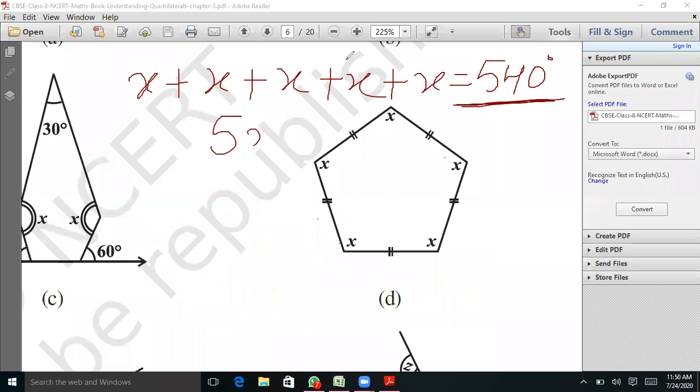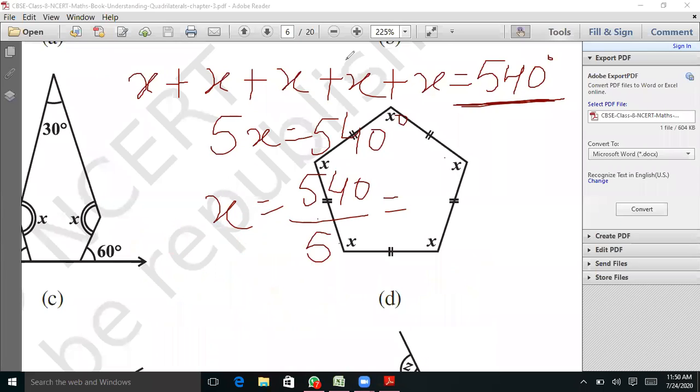Then 5x is equal to 540. So x is equal to 540 divided by 5. It will be 108 degree. Right? The answer will be 108 degree. So the value of x is 108 degree.